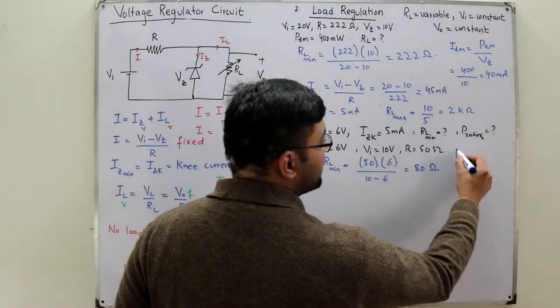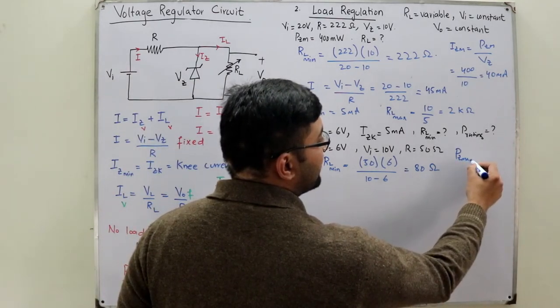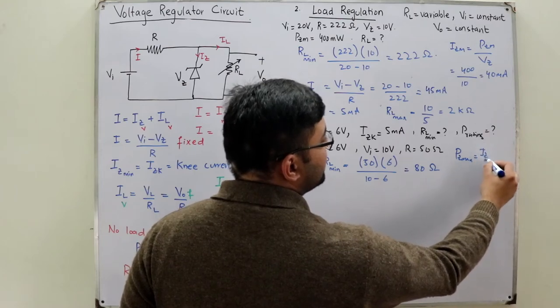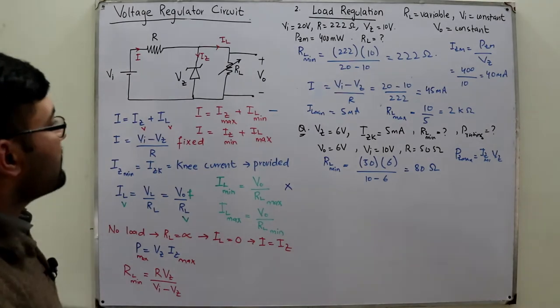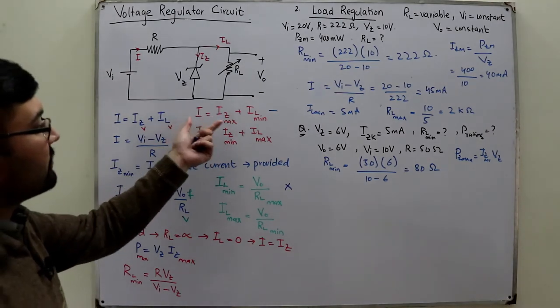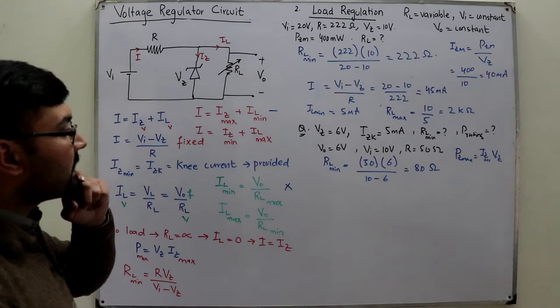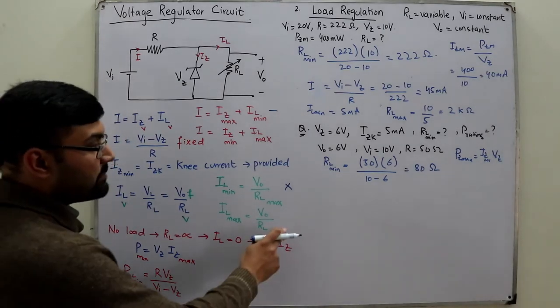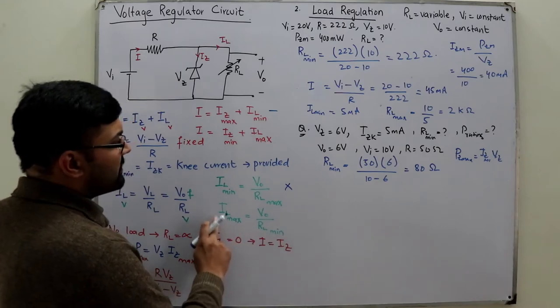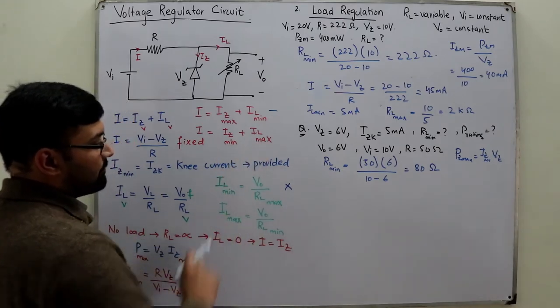Minimum power rating is PZ max, which would be IZ max into VZ. So you need IZ maximum, which you have to find from over here. But have a look, if you have RL minimum, you can find IL maximum.